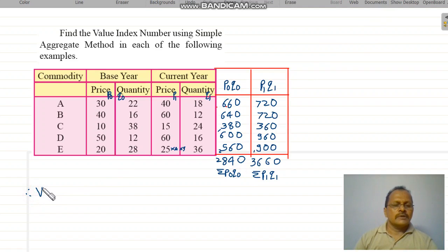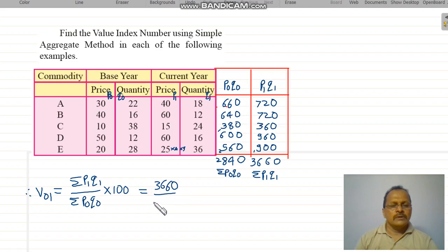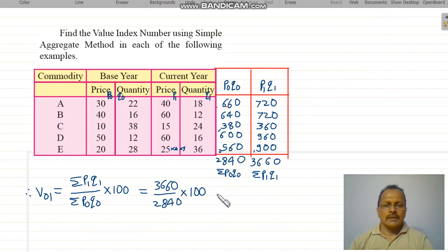And therefore the value index number is summation P1 Q1 upon summation P0 Q0 into 100. This is equal to 3660 upon 2840 into 100, equal to 128.87. This is the value index number.